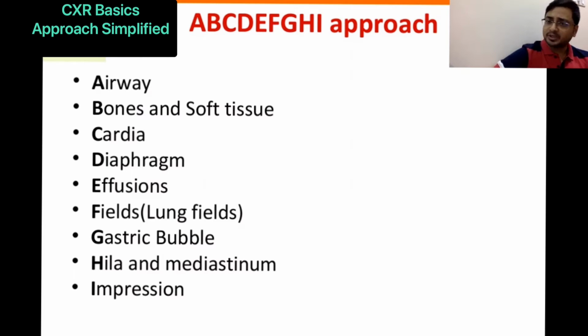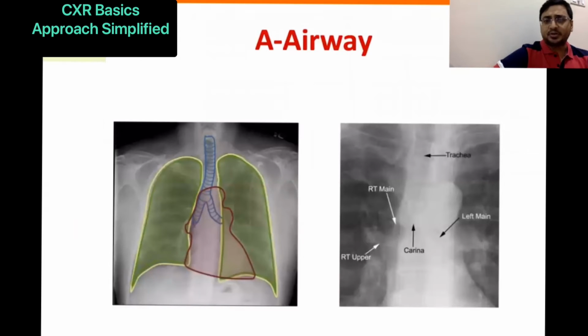I can go ahead with till Z, but however these are one of the most important factors for the basics of chest X-ray view and how we should approach. So this is the airway. We will see whether the trachea and the bronchus are in the same condition as the normal chest X-ray.